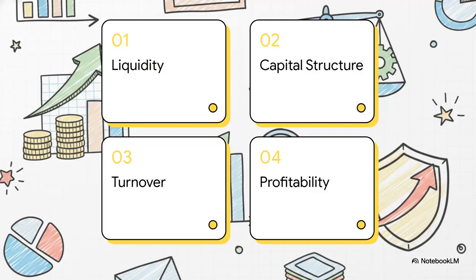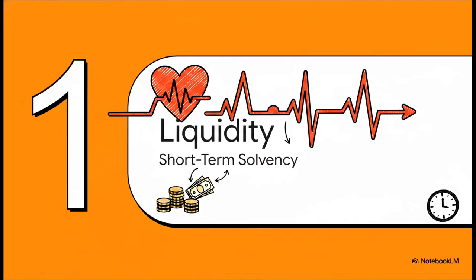So, to evaluate a business's vital signs today, we're going to check four main areas. 1. Liquidity, that's the pulse. 2. Capital structure, the skeleton. 3. Turnover, the metabolism. And 4. Profitability, the scoreboard. All right, let's start with Section 1, liquidity, the pulse, which measures short-term solvency.